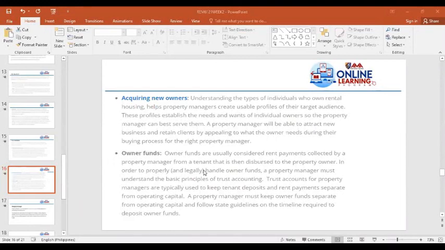So the property manager should have knowledge of the accounting process. So kailangan they know how to manage the funds of the owner.